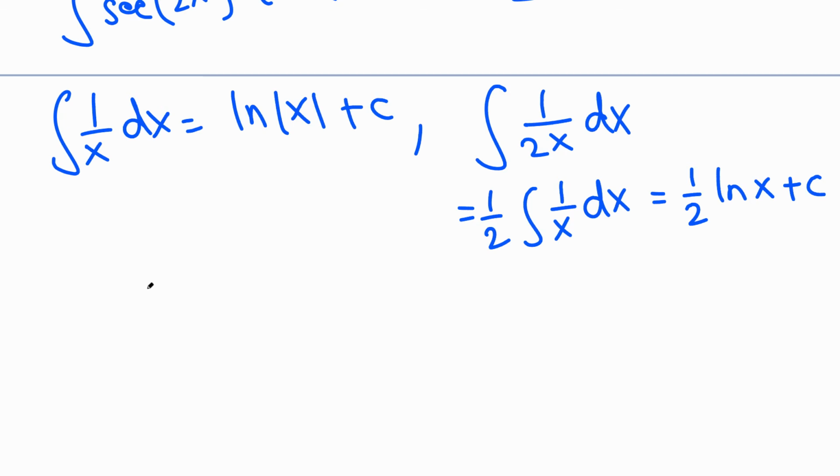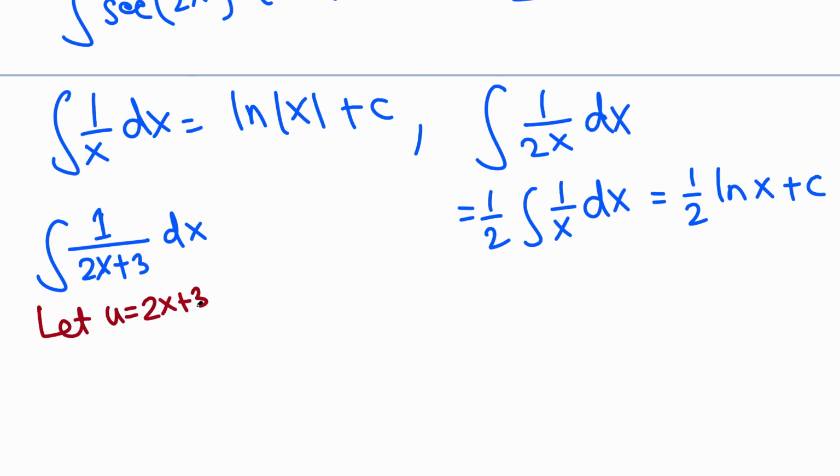In the same way, let me expand this. Suppose we have 1 over 2x plus 3 now. We are supposed to do u substitution. This is our u. Let me show you the long way and then I'll show you the shortcut. So let u be 2x plus 3, then du over dx is just 2. So dx is du over 2.